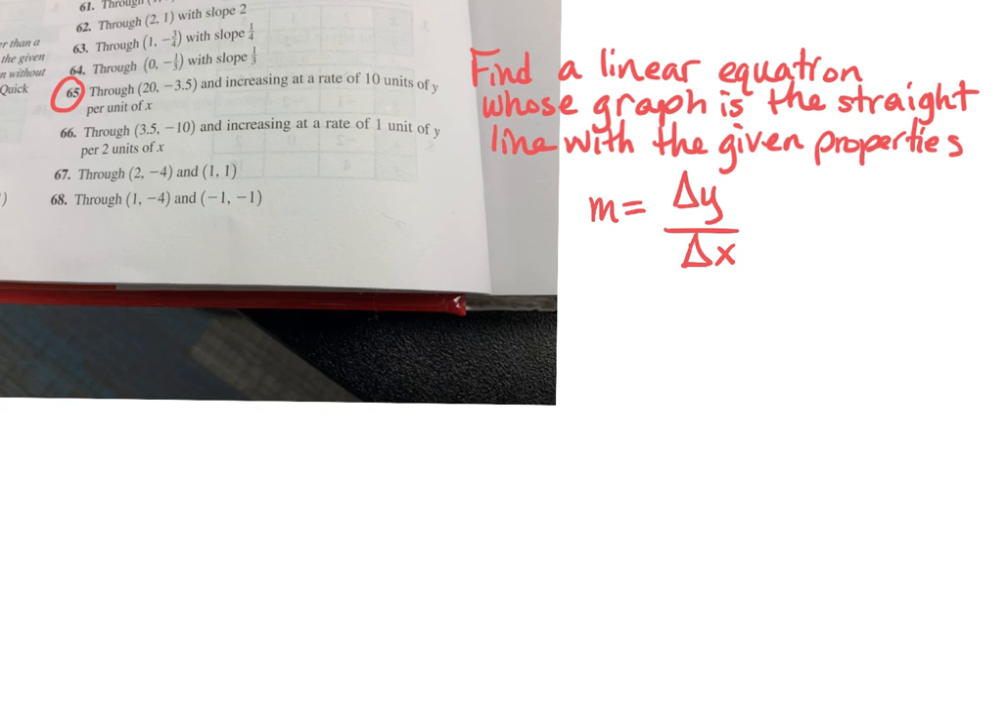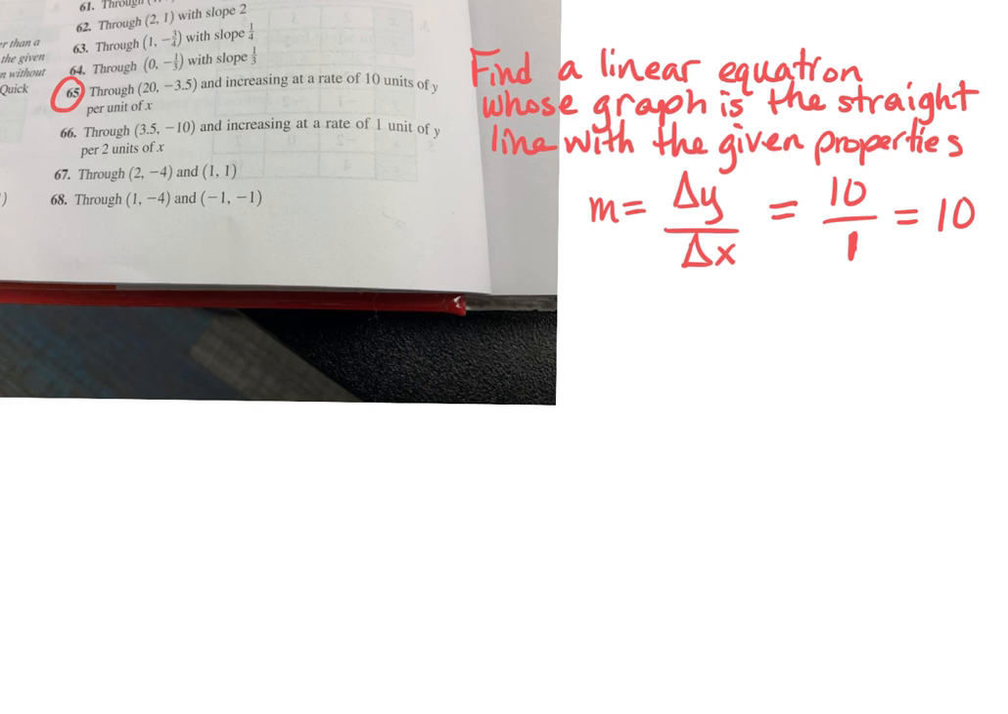Well, that would just be 10. You're absolutely correct. That's just 10, right? Because it says that it is increasing at a rate of 10 units of y. What's your change in x? 1. That's just 1. Good. Because it says per unit of x. So that means your change in x is 1, which means your slope is 10 over 1, which is what? 10. Very good. So that's your slope.